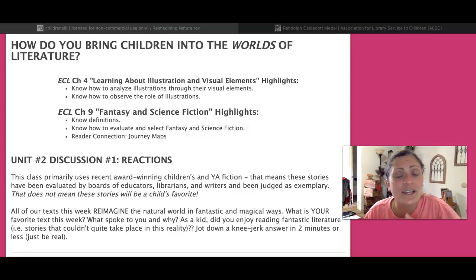Chapter 9, we're looking at what is the fantastic in Kids Lit. Know all those definitions. Those are great definitions. Know how to evaluate and select fantasy and science fiction. And they give you a nice table for going through things, which can be good for explaining your reasoning. And then look at the reader connection to journey maps, because we'll be using journey maps in our lessons today. So that's what we're looking at.